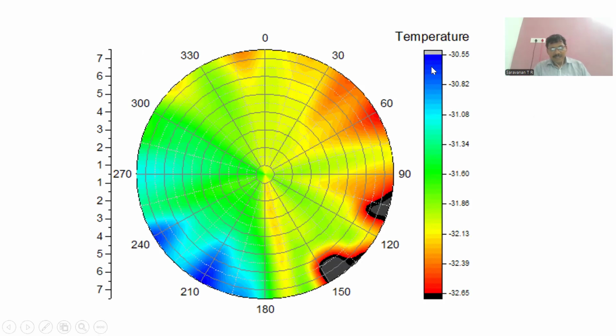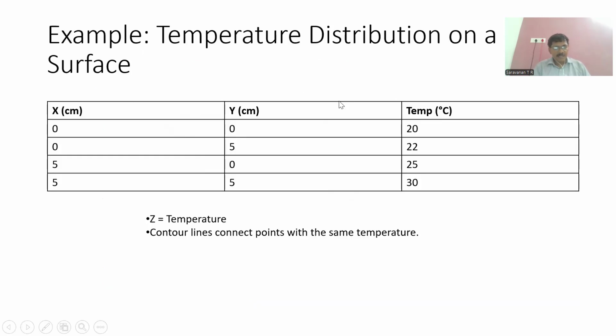Here we are going to use 30, 30.5, 31. The line levels are specified, and it is clearly given that the temperatures are specified.